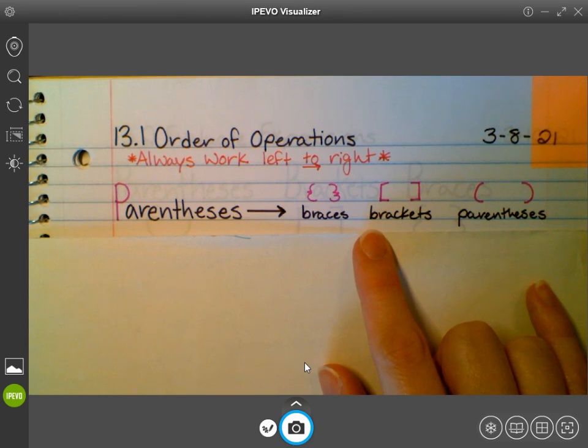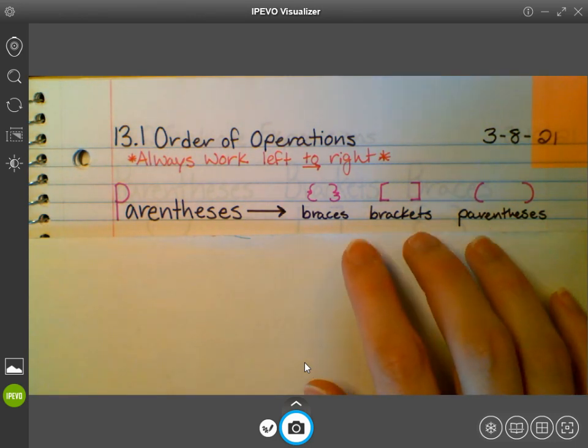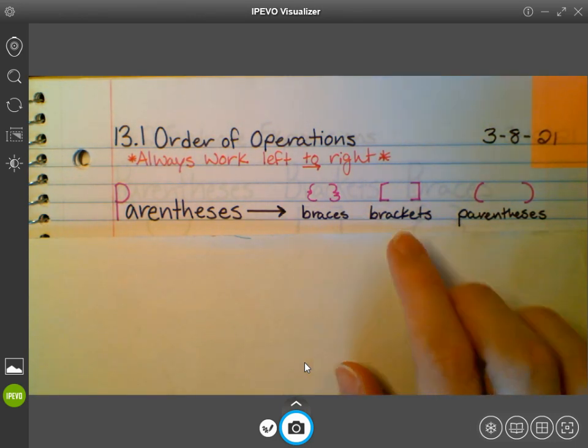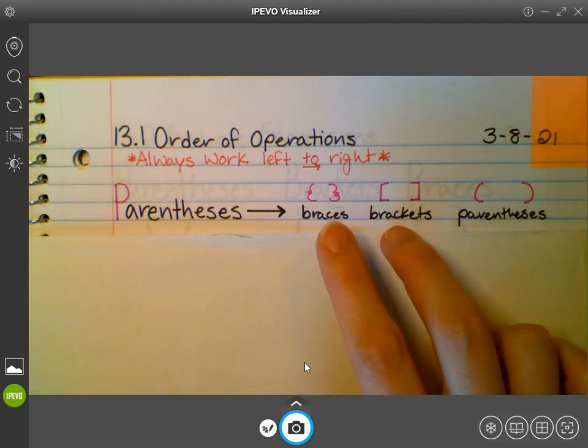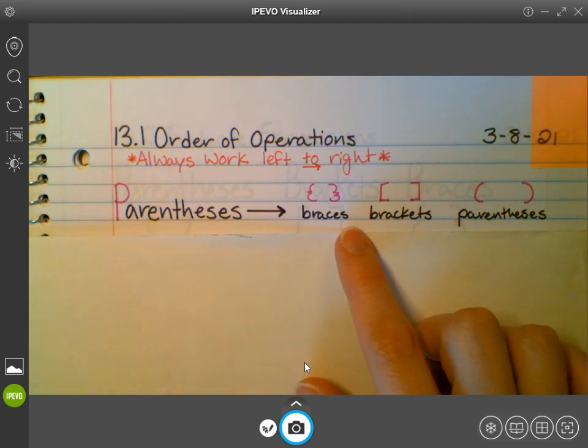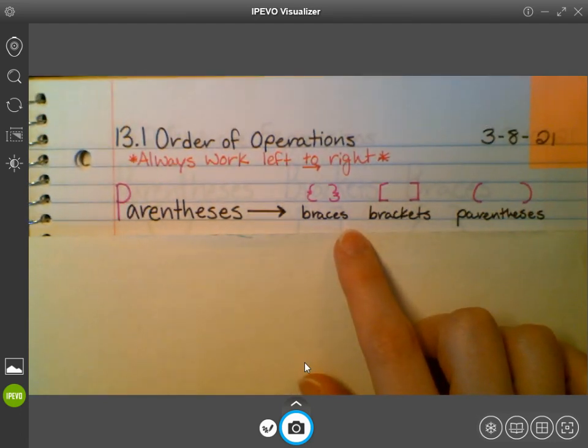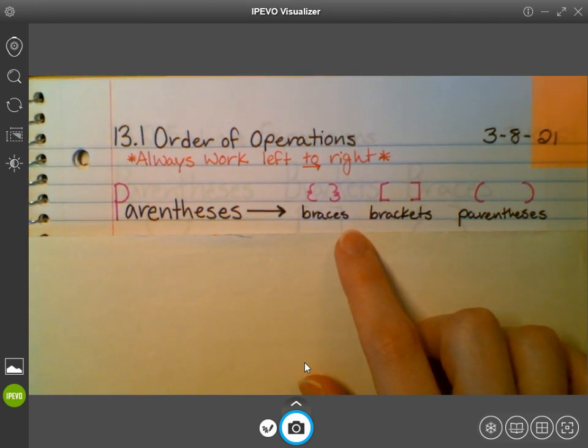We'll be dealing more with braces and brackets tomorrow. Today we'll mainly work with parentheses. So you don't need to worry about braces and brackets yet, but get them written down so you know what we call them. If I say, solve what's in the brackets first, you want to know which one I'm talking about.